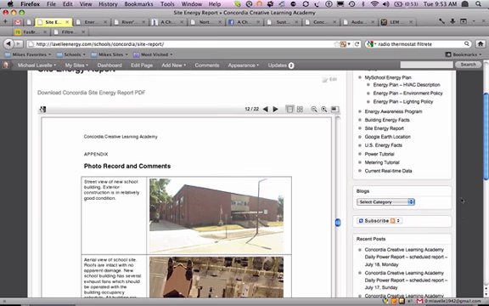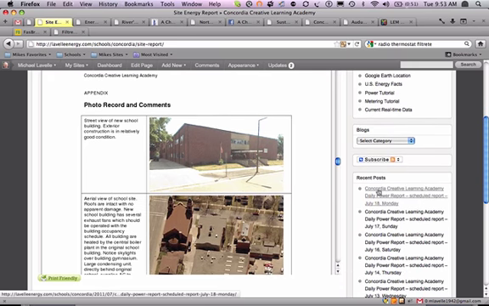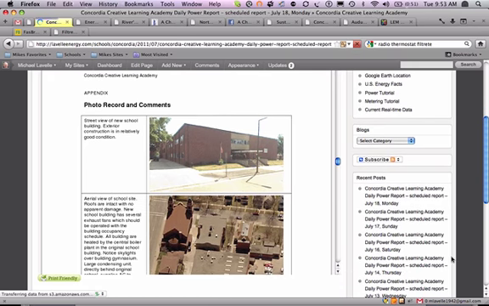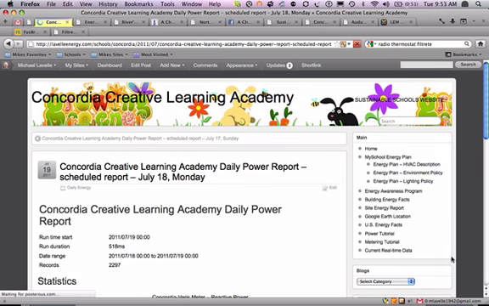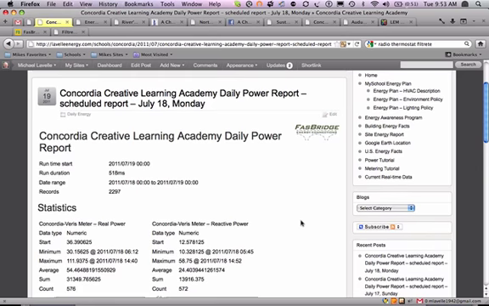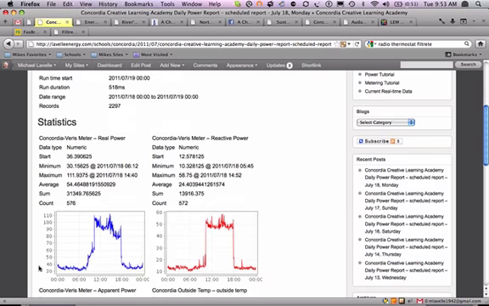As part of the process, daily information is delivered to blogs. So in this particular instance, if we drop down here and we look at what was going on for our daily energy report for this particular facility, here we go. We've got our energy information coming in, and that includes graphs and charts showing us how the energy is being consumed. So this is the real power, and this is the reactive power.